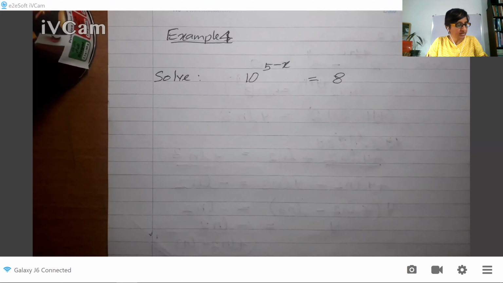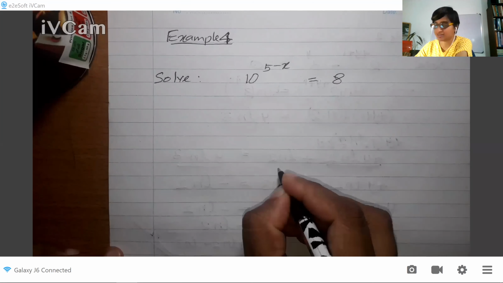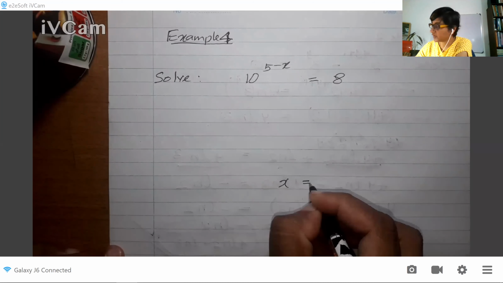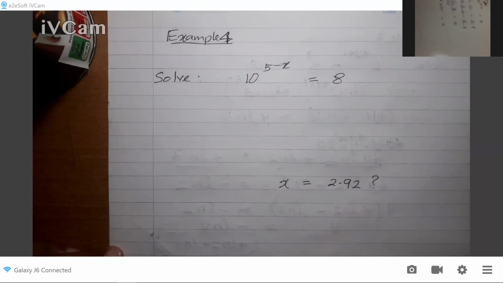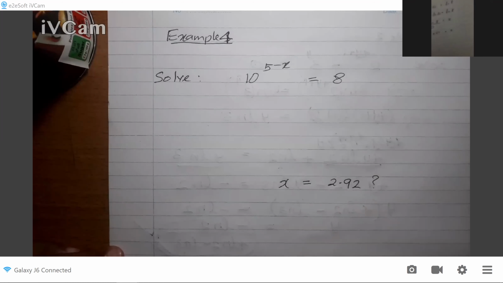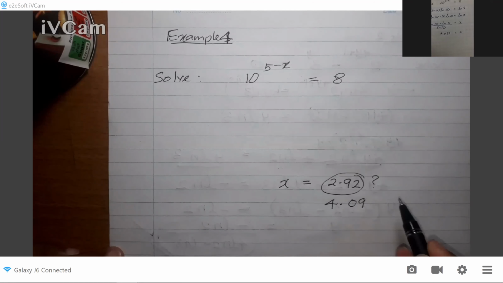So the answer to this, you can just... Okay, Bimandi got 2.92. So let me write it somewhere here. Is x equal to 2.92? This is Bimandi's answer. Is it? Nathan will turn it. Is it 2.92? I don't think so. Not 2.92? 4.09. Okay, that's what you got. So Tharindu and Nathan have got 4.09. Let's check why that is wrong.